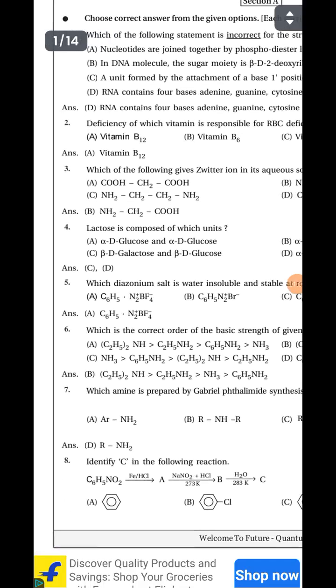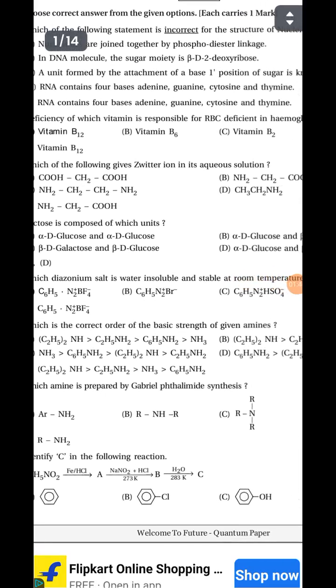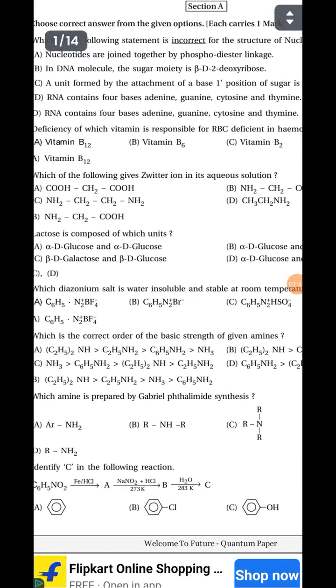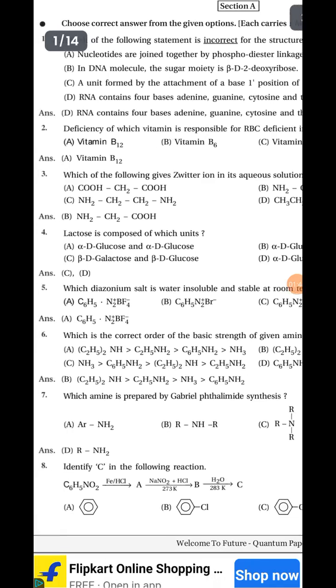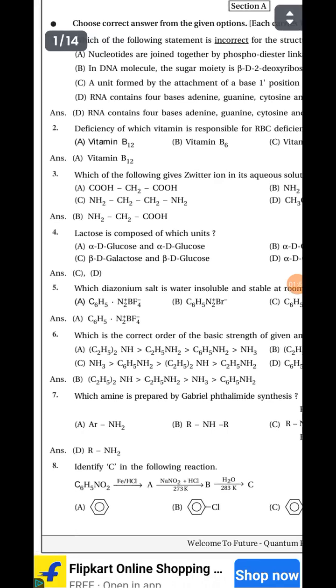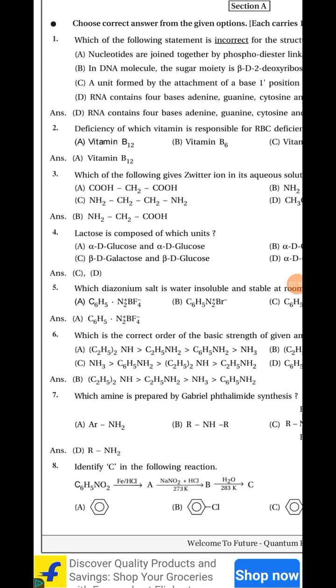Then, which of the following gives a zwitterion in its aqueous solution? You know that in a zwitterion you have both positive and negative parts. So your answer would be B from among the given options: NH2, CH2, COOH. Here you can check it out. This would be your zwitterion.